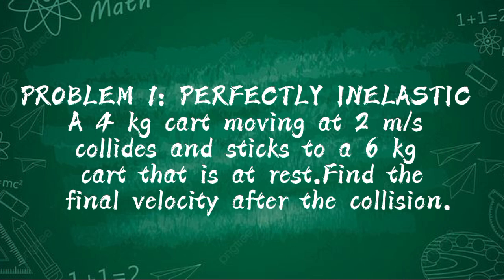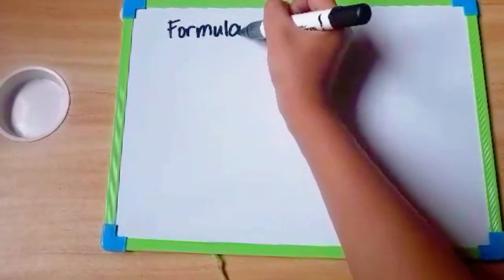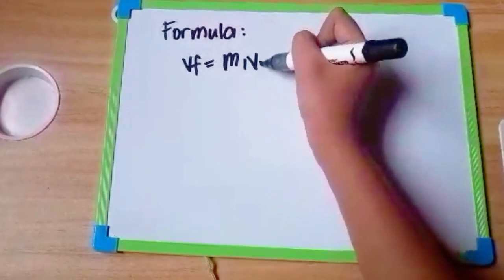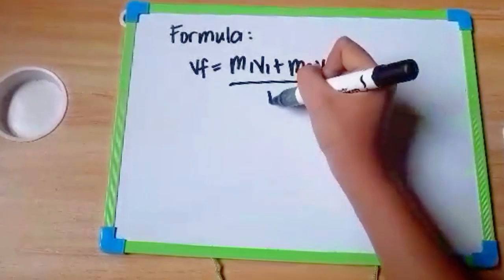A 4 kilogram car moving at 2 meters per second collides and sticks to a 6 kilogram car that is at rest. Find the final velocity after the collision. Now, let's substitute our formula and given.